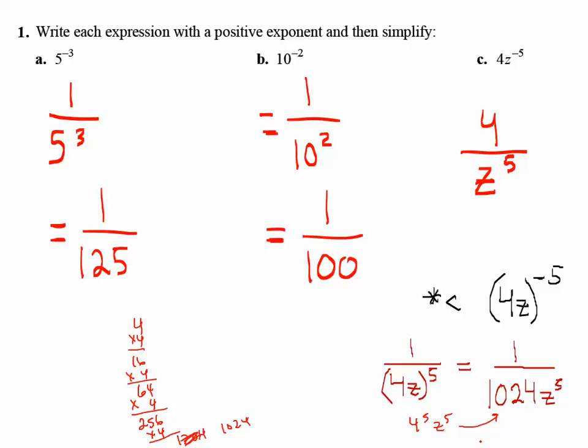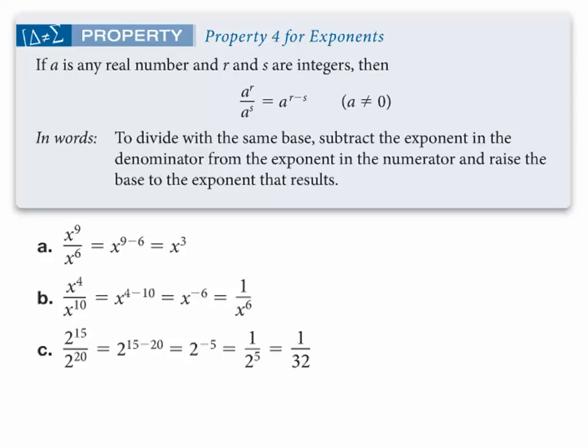Alright, so that's the reciprocal, or sometimes called the negative exponent rule. I got some more for you. Property 4. Alright, and the book actually does not explain where it comes from. That's not cool. Okay, so let's do this here.